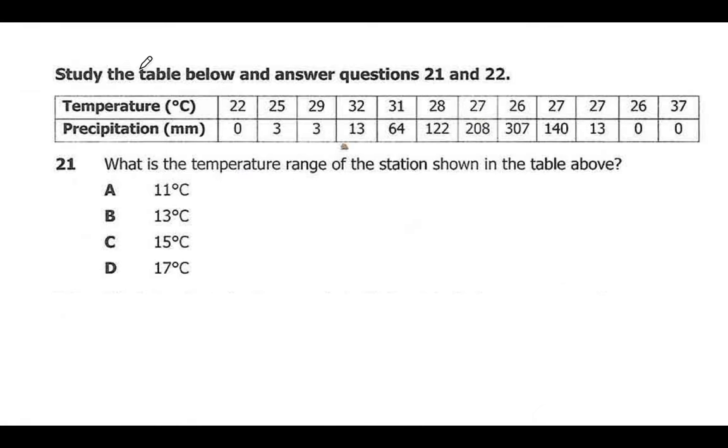And then we look at the other one. The other question is about calculating the temperature range. I took this question from a sample paper. This paper was 2021. The question went on to state, study the table below and answer questions 21 and 22. We have temperature in Celsius and precipitation in millimeters.